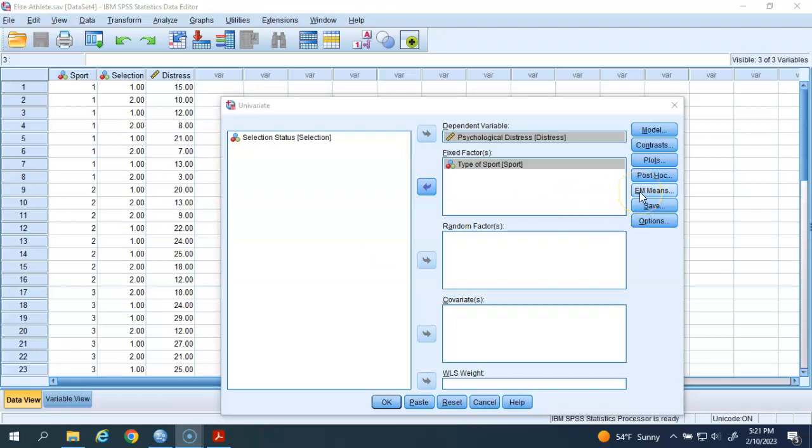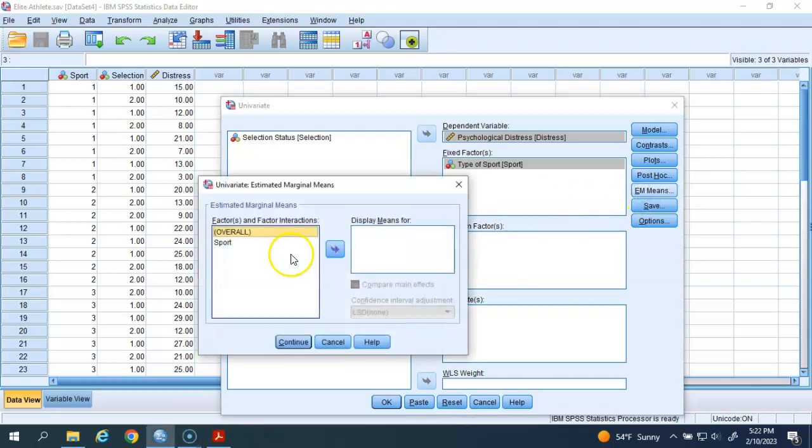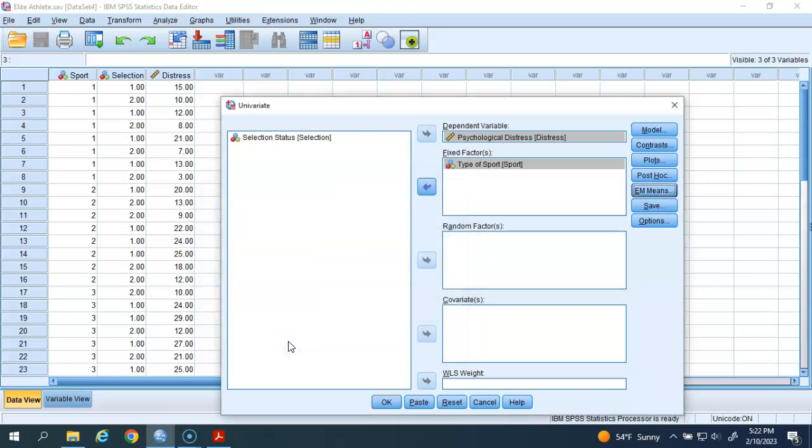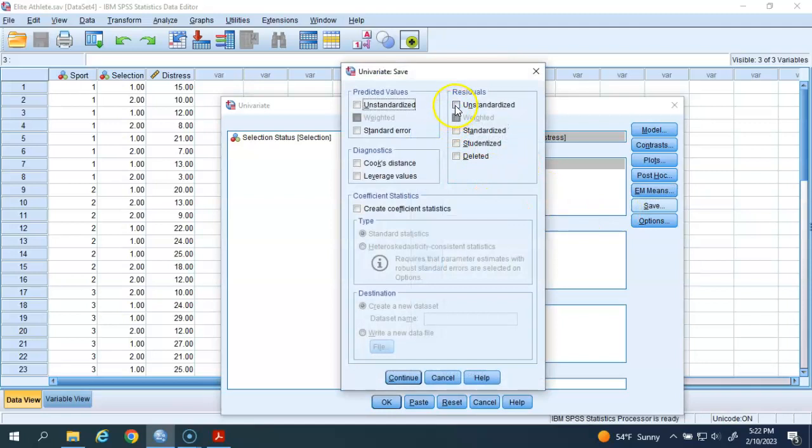So let's go to our expected means here, and we'll go ahead and select both overall and sport to display the means. For now, we're not going to select compare effects since we're doing post hoc tests. And for our residuals, we want to save unstandardized residuals, and we do this for some of our tests later on when we explore some of our assumptions of our statistics. So let's go ahead and continue.